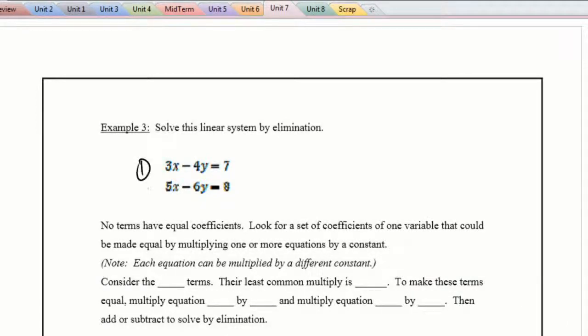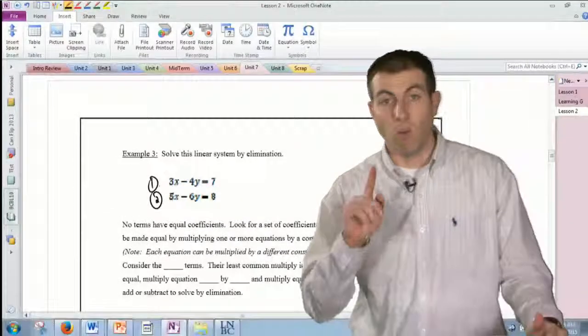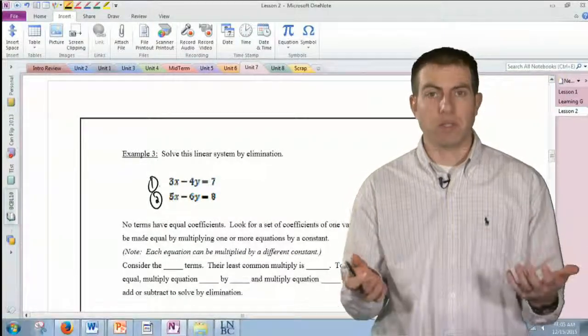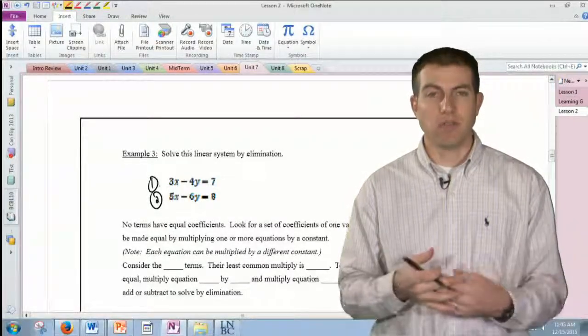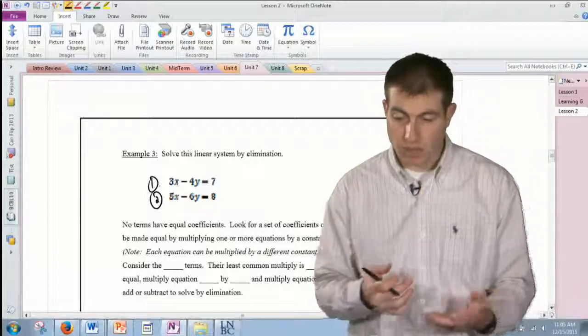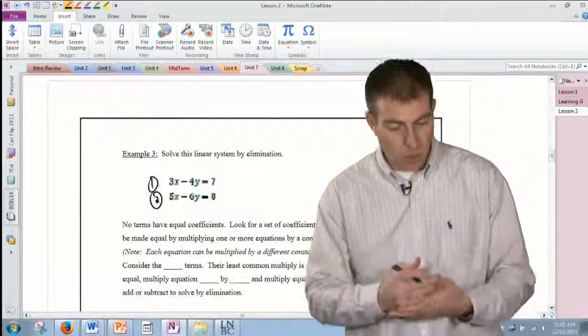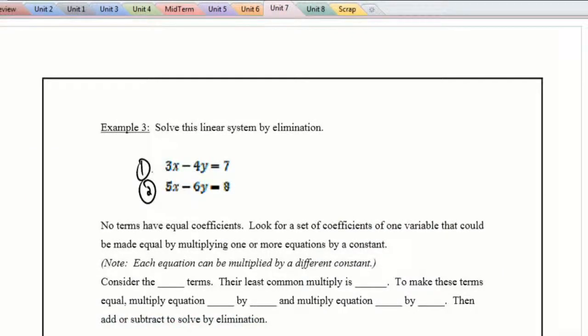Nothing that we can't handle. We have equations 1 and 2. So the trick here is instead of multiplying one of my equations by a number, I'm going to multiply both of my equations by a number, and the number doesn't have to be the same for either equation. So let's take a look at what this is going to be. We have some notes here. No terms have equal coefficients. Look for a set of coefficients of one variable that could be made equal by multiplying one or more equations by a constant.